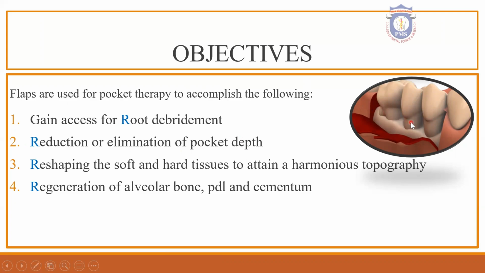When you put incisions, you can reshape the soft tissue so that you can have a harmonious topography between the hard and soft tissue. Along with this, you can even try for regeneration of alveolar bone, periodontal ligament, and cementum. In periodontal disease, what happens is loss of alveolar bone, periodontal ligament, and cementum. So when you do flap surgery, you can even try to regenerate the lost periodontal structures. So these are the objectives. Just remember the 4 objectives start with the letter R: root debridement, reduction of pocket, reshaping of soft and hard tissues, as well as regeneration of periodontal structures.